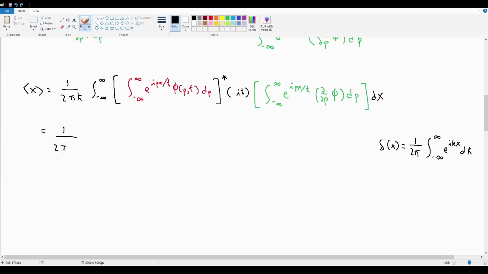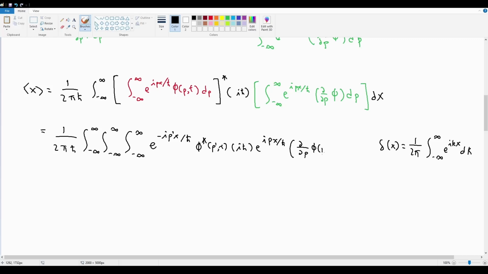So 1 over 2 pi h bar stays the same. I have a triple integral like this. And then I have e, and now I'm going to actually take the complex conjugate: e to the negative i p prime x divided by h bar times phi star of p prime comma t. And then I have my i h bar term. And then I have e to the power of i normal p x divided by h bar times the partial with respect to p of phi of standard p comma t. And I'm closing this with dx dp prime dp, like that.